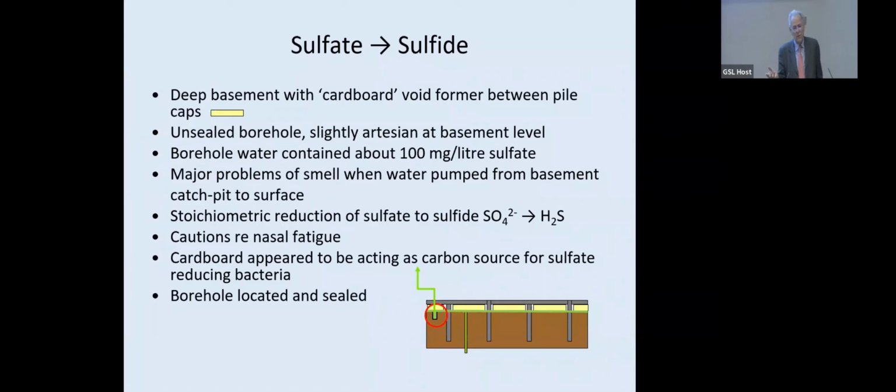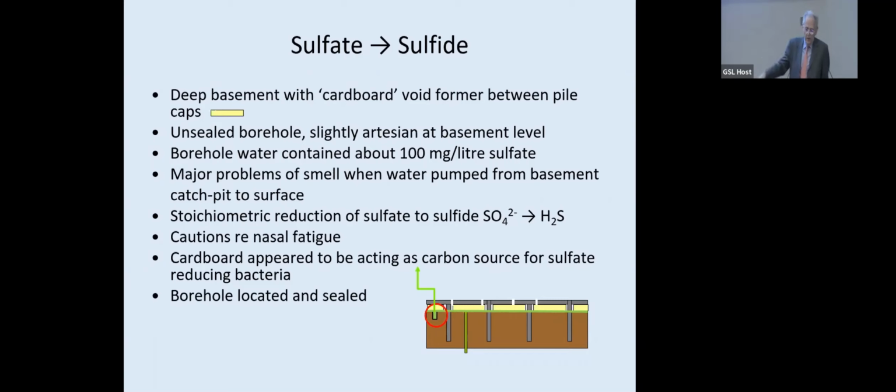Every time that water was pumped out, there was a massive smell in the street. Hydrogen sulfide was released. So we drilled some holes through the floor slab and then went to inspect. We had no idea what we were looking for, except we knew the soil was pyritic. So that was a sort of confounder. But hang on, it's already in the sulfide form. Why can't we get hydrogen sulfide?